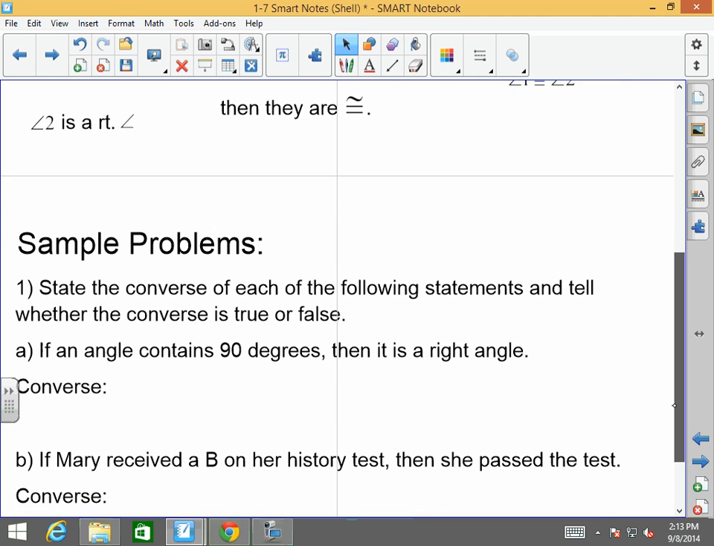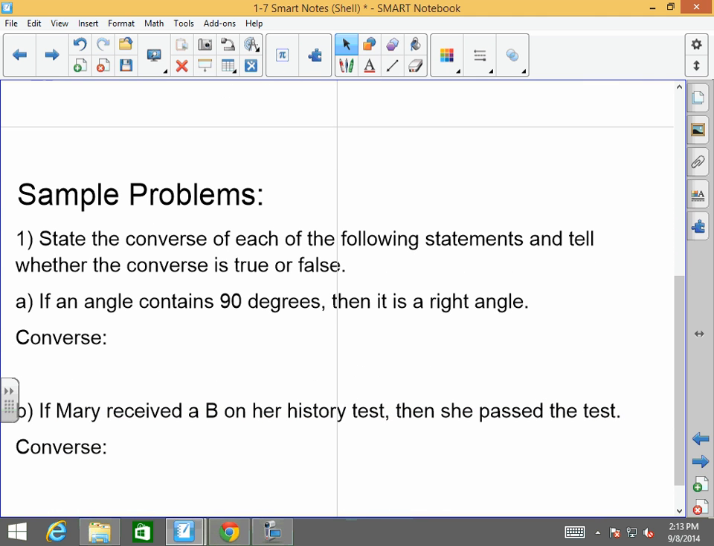Now, let's see what we got here. Let's do a couple little samples. Yes, sir. Before the sample problem, I have a question. Yes, sir. Oh, okay. You are on fire, brother. Let me go ahead and read it out, and then you can give me the answer. Thank you so much. Okay.